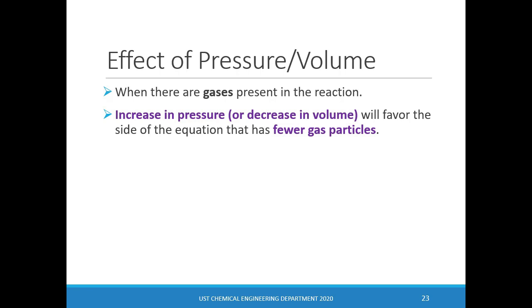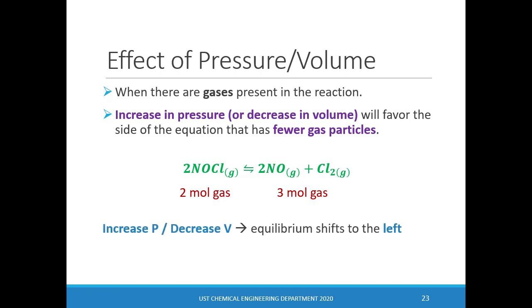Decreasing the volume will also have the same effect because based on Boyle's law, a decrease in volume will cause an increase in pressure. Let's consider this decomposition of nitrosyl chloride or NOCl to nitric oxide NO and chlorine gas. The reactant side has 2 moles of gas particles while the product side has 3.